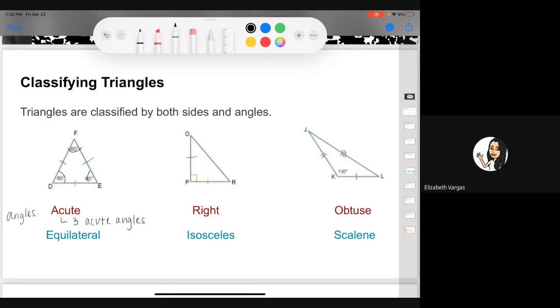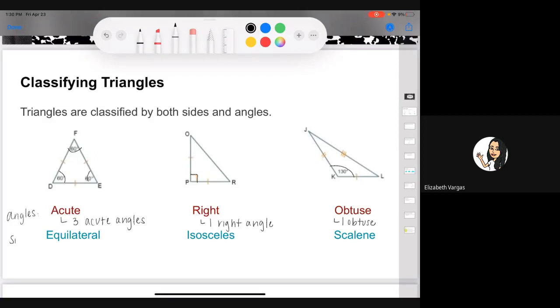If it is a right triangle, it will have 1 right angle. And if it is an obtuse triangle, it will have 1 obtuse angle. So these are the different ways that we can classify triangles based on their angles. 3 acute angles, acute triangle. 1 right angle, a right triangle. 1 obtuse angle, an obtuse triangle.